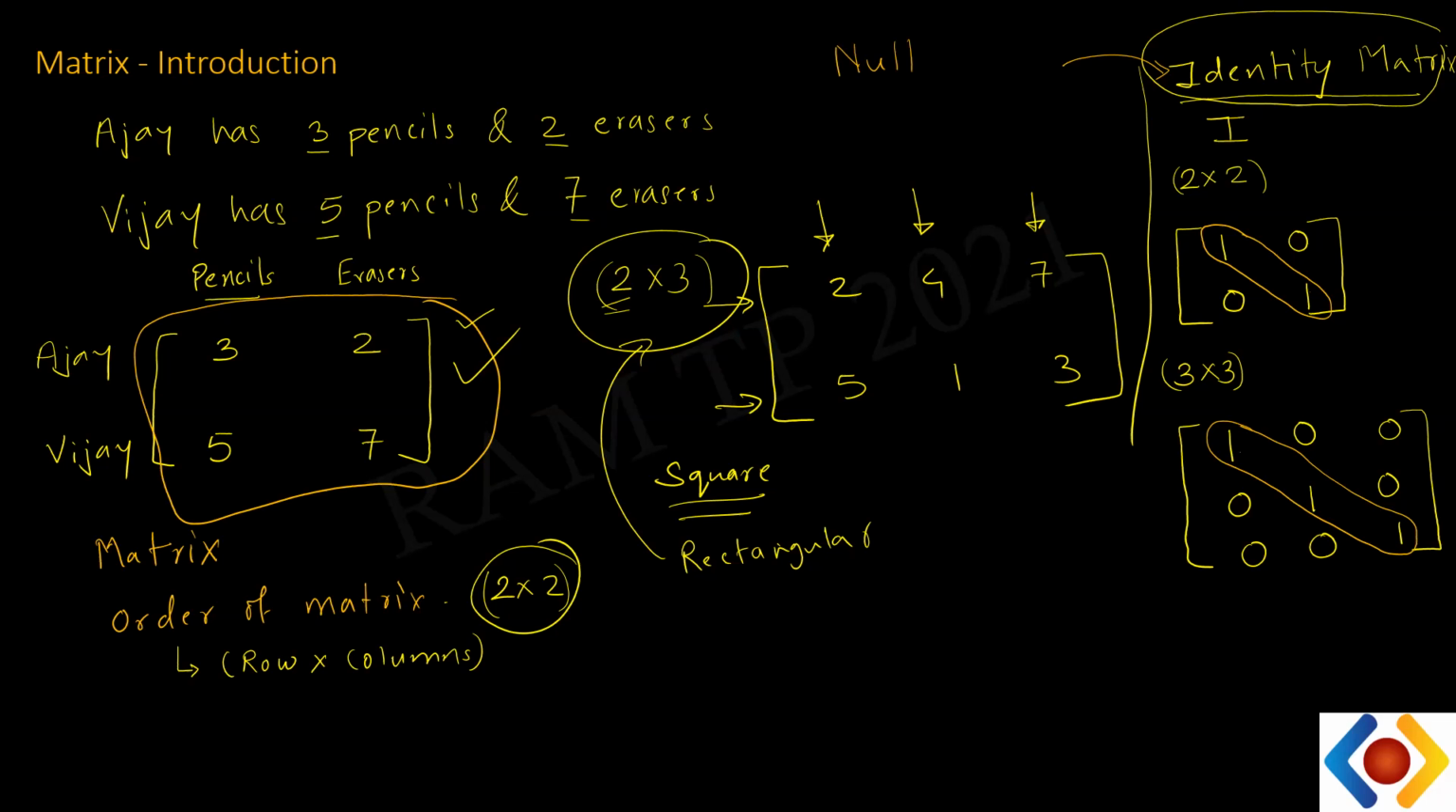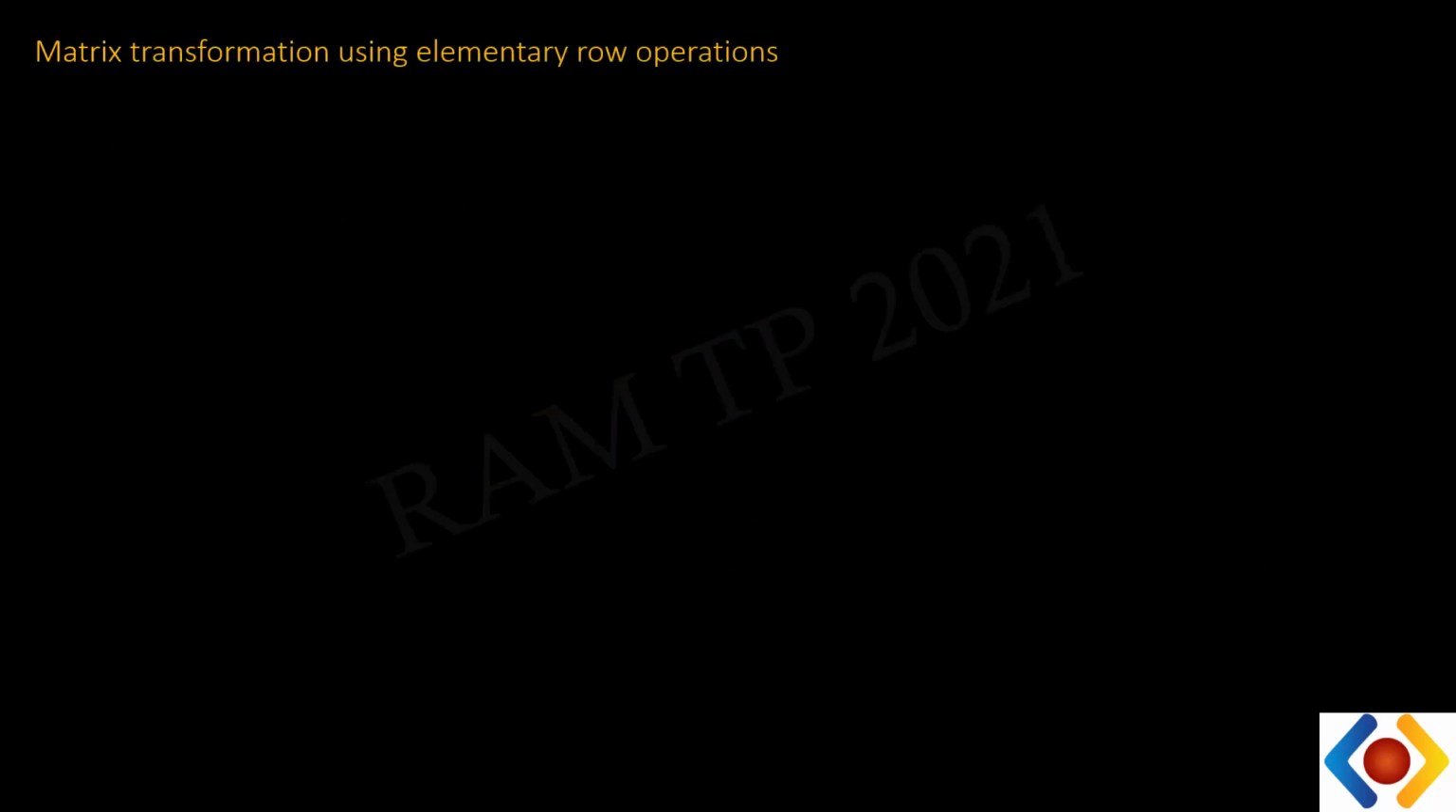So now let's move on. There's something called elementary row operations. This is very important, and you will learn this in grade 12 probably. So what are the elementary row operations? Maybe you should start writing these things along with me and practice them, because we need to use them while solving our problem of LPP.